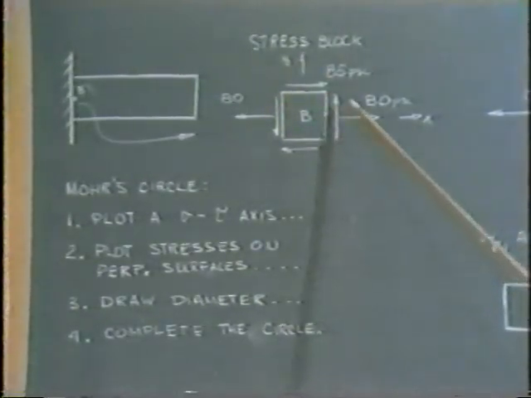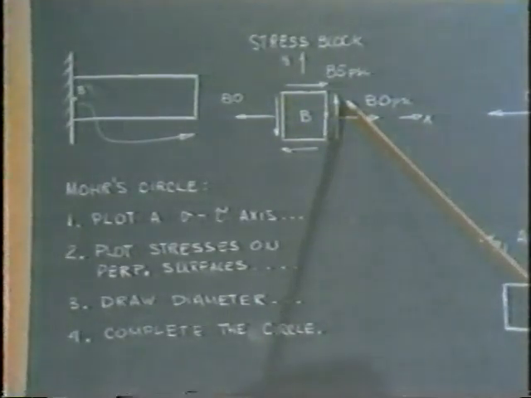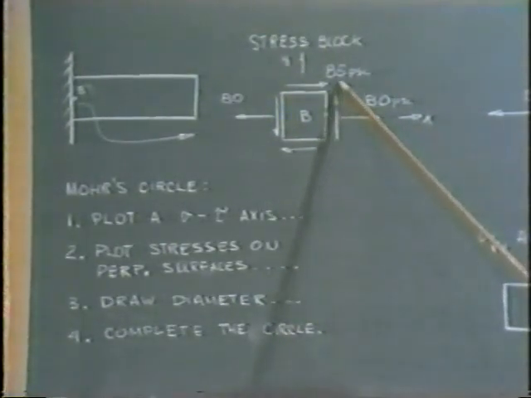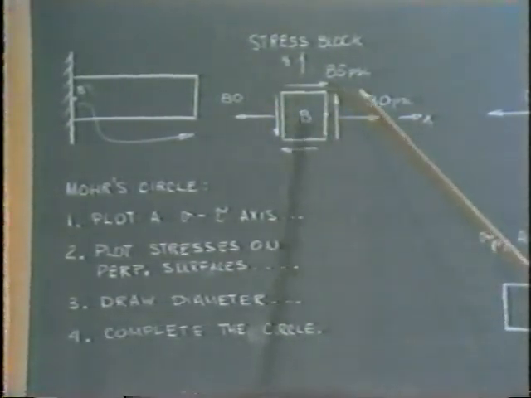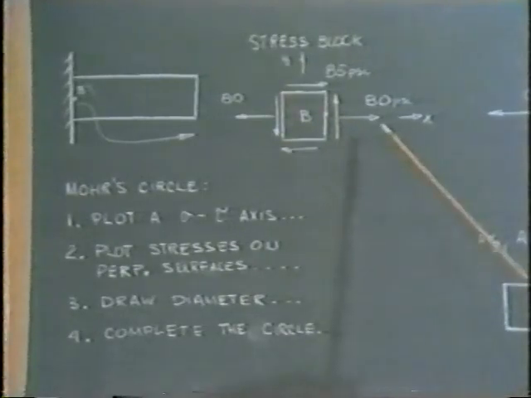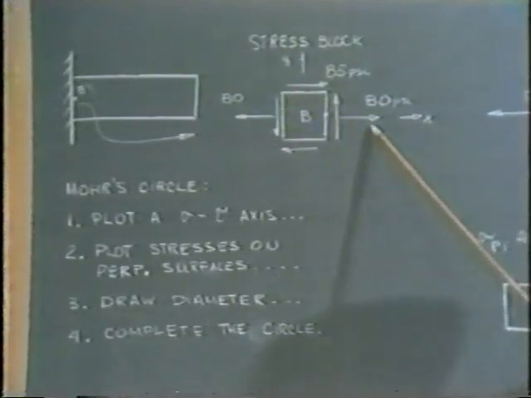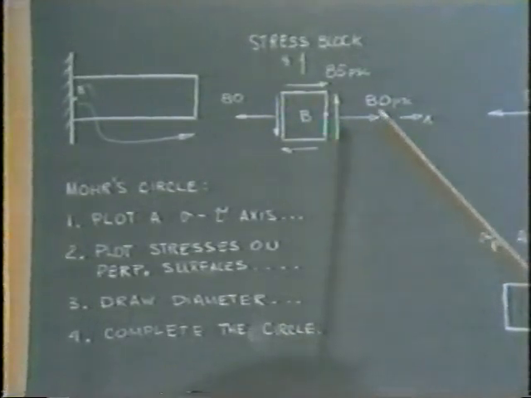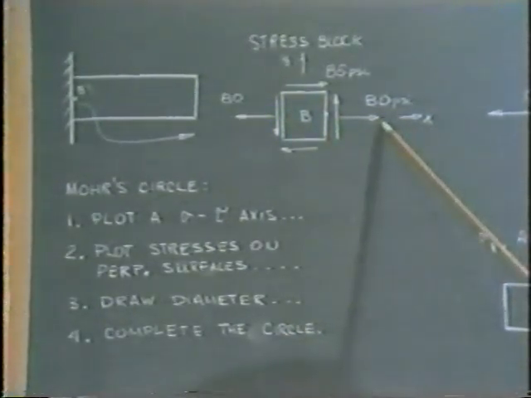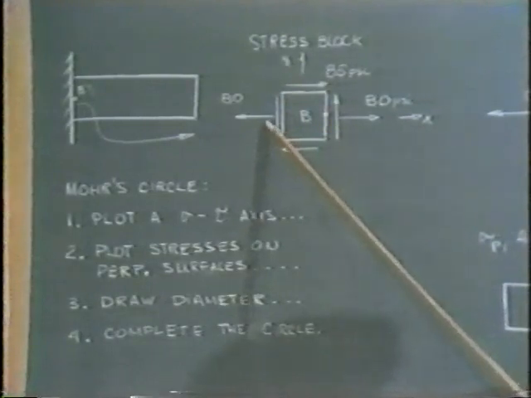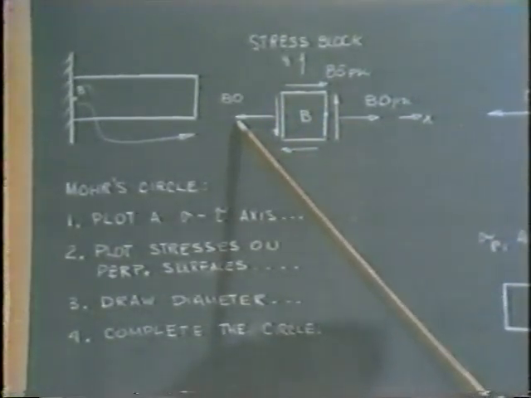In an upwards direction, I've represented the shear stress that point B would experience, 85 psi, due to both torsion and the bending load. Since point B must be in equilibrium, all the forces and moments must equate to 0. So if there is an 80 pounds per square inch stress pulling on this side of our stress block, there must be an equal and opposite stress, 80 pounds per square inch, on the opposite side.